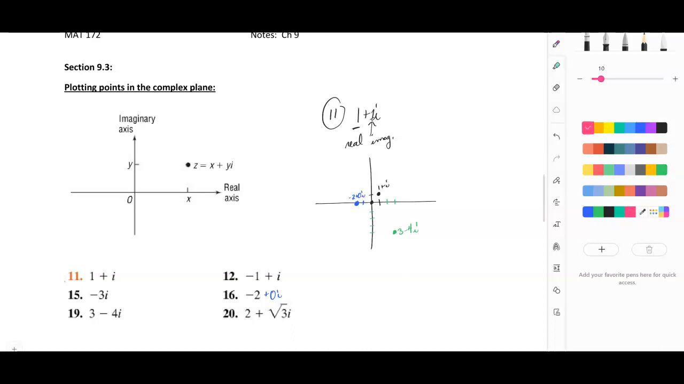And then let's do one more, maybe number 20. 2 plus square root of 3i means we're going to move 2 along the x. Square root of 3 is a little bit less than 2, so somewhere around here maybe. So 2 plus square root of 3i. So that's how we graph them.